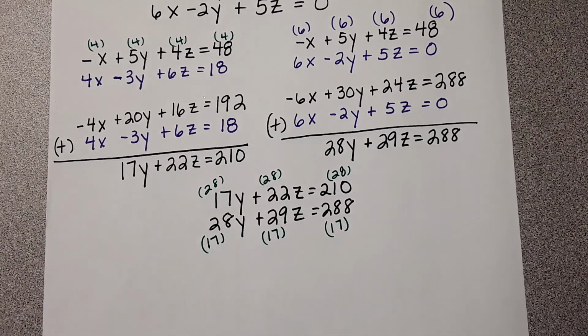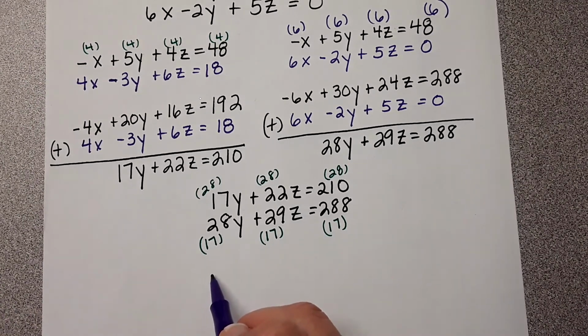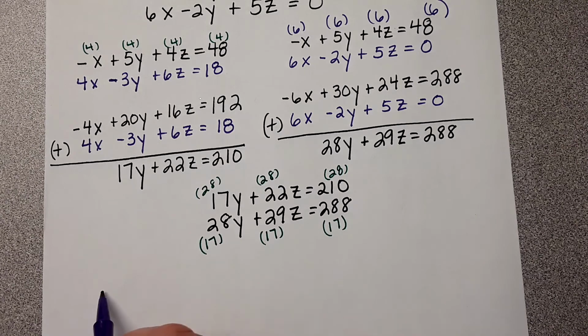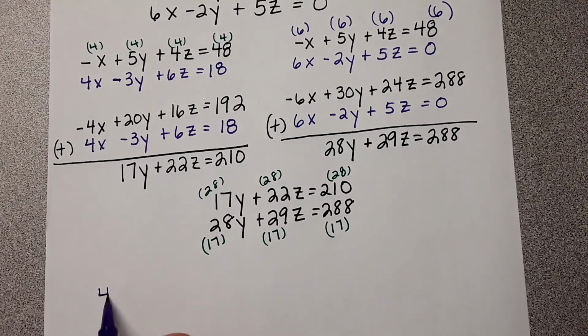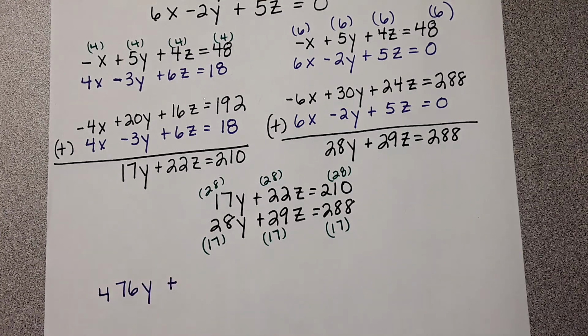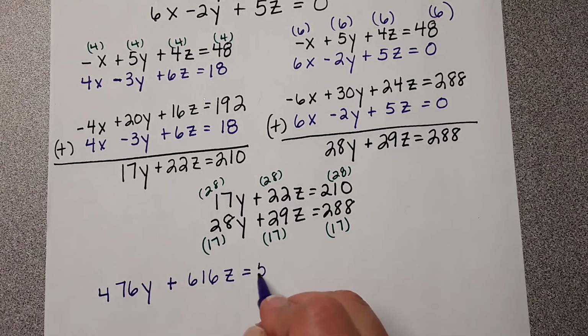Now what am I going to do? Multiply. These numbers are not going to be pretty. I mean they are pretty, it's just they're going to be really big. So now I have, let's see, 476y plus 616z equals 5,880.